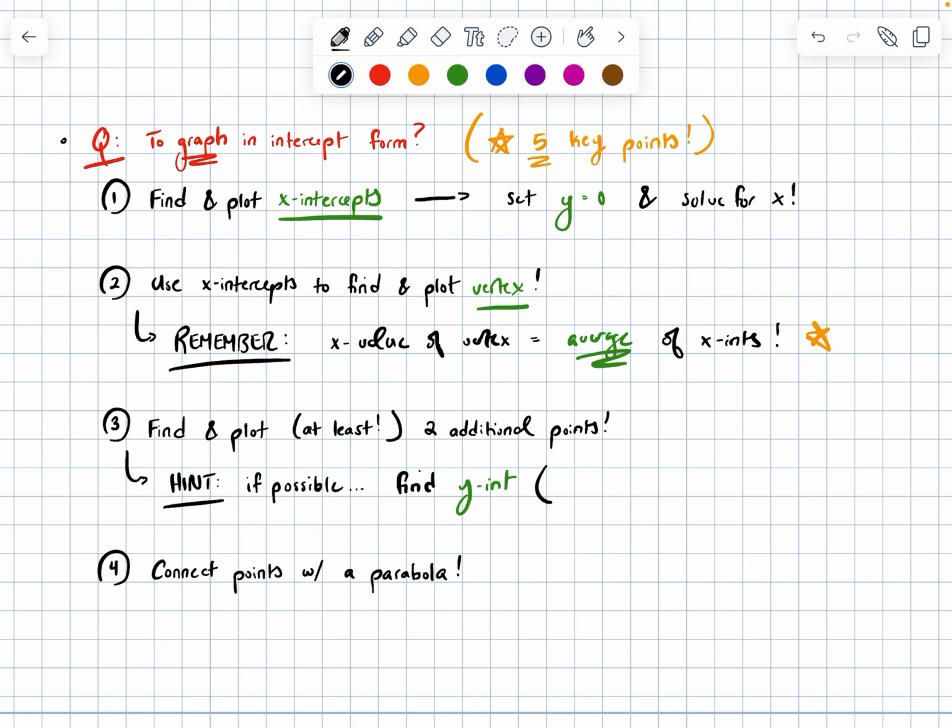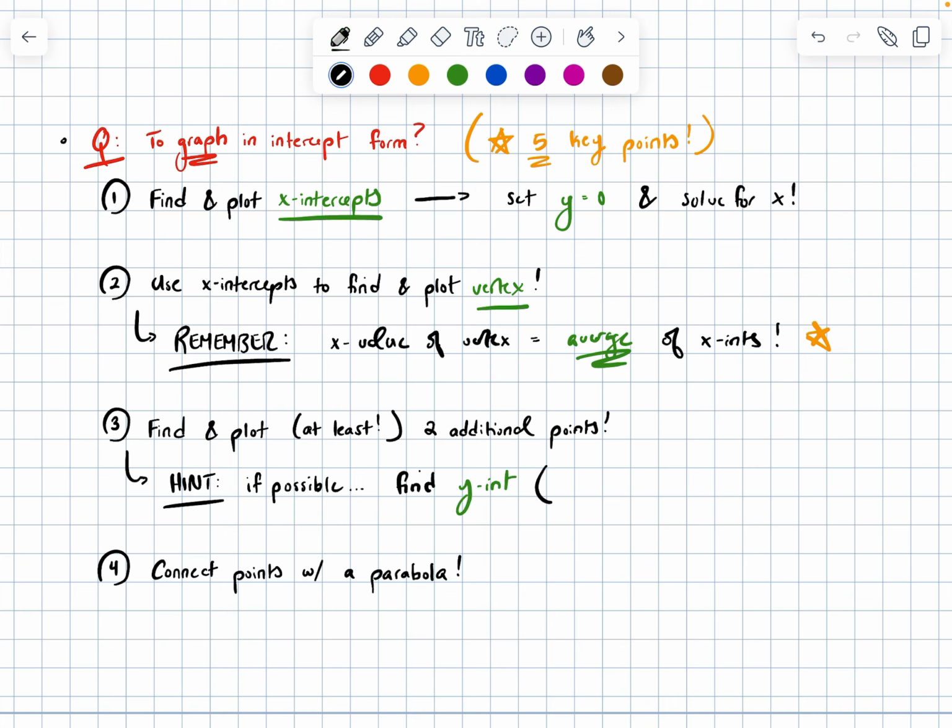When I do that, knowing that my graph is symmetrical, I can use the symmetry of my graph to find the companion point on the other side of my axis of symmetry to the y-intercept I've identified. Last but not least, I've got my 5 points. Connect them with a parabola, just like I draw the line through my 3 points back in Unit 4. There you go. There's your graph.